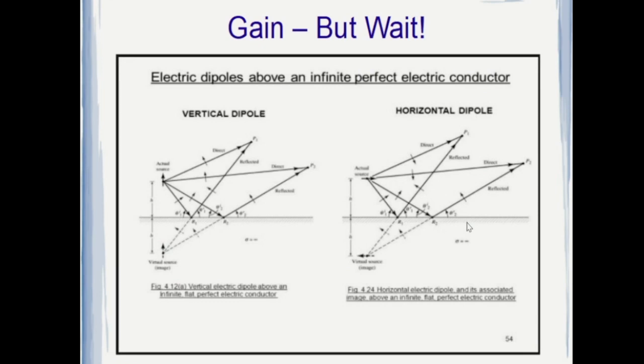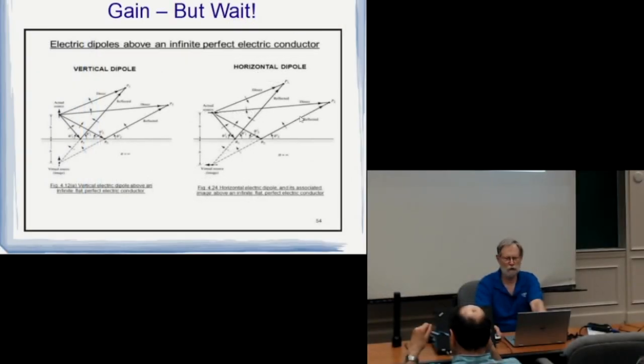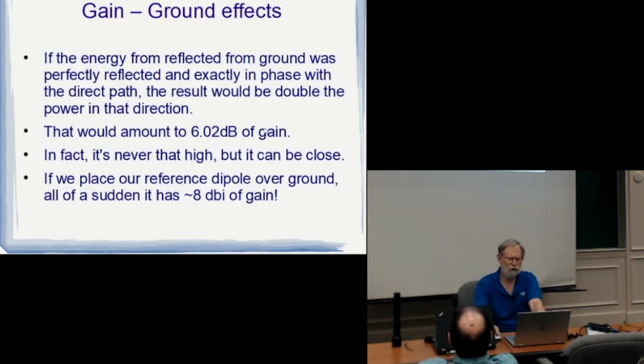So typically ground is not a perfect conductor. It's got some losses. So the signal from the reflected ray isn't going to be exactly as strong as the original direct ray. So that's why we don't get exactly 6 dB, but we get close to it. So if we place our reference dipole over ground, all of a sudden it has 8 dBi of gain. So what you thought was a crappy dipole actually has 8 dBi of gain.